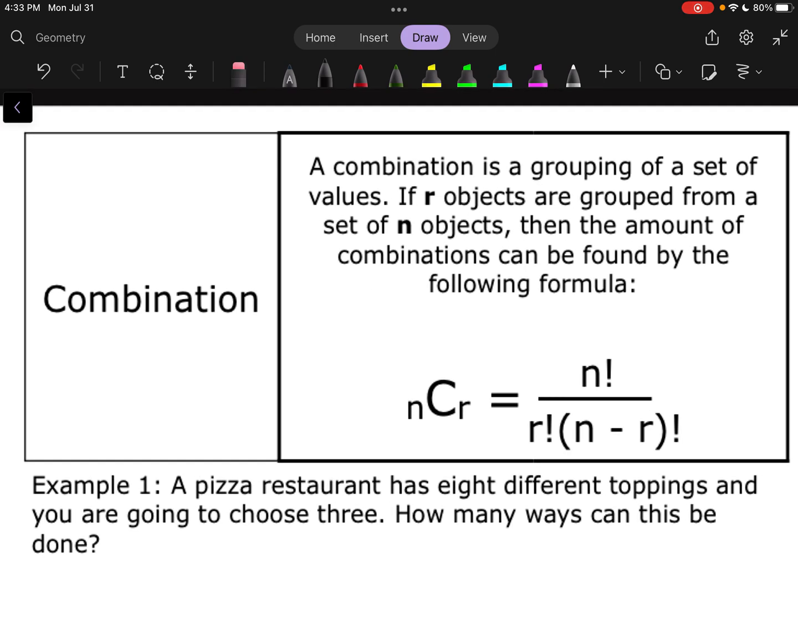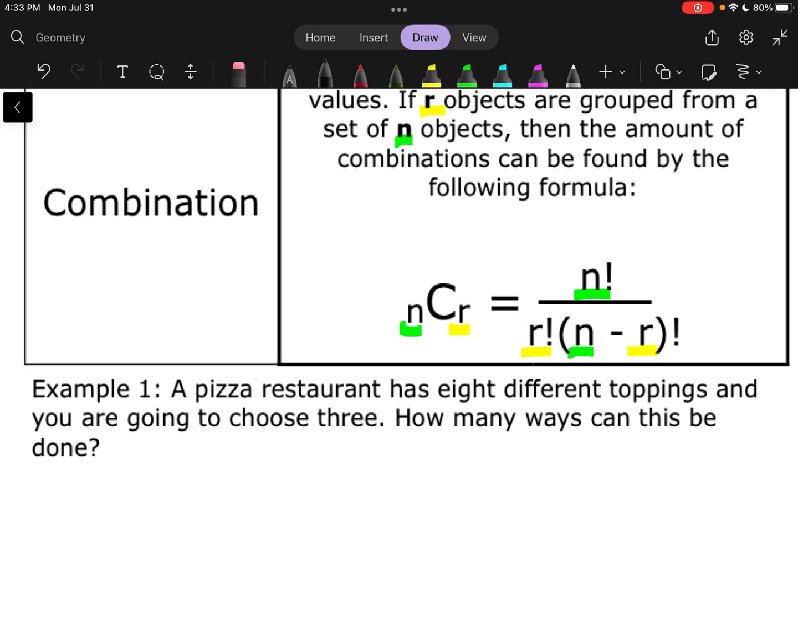So a combination is just a grouping of a set of values. We're just throwing things in a group. It doesn't necessarily matter who's first, who's second. You're just in the group or you're not in the group. And for this formula, it's going to look similar. We're still going to be choosing R things from a group of N things. Okay, the only difference in this formula is you're going to notice that there's an extra R factorial on the bottom of the denominator there.